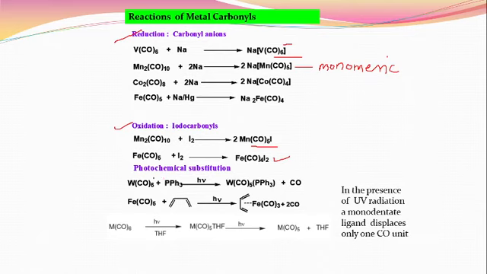Next is the photochemical substitution reaction. That means substitution of another ligand can take place over here. Here W(CO)6 is reacted with PPh3, and by the action of UV radiation we get W(CO)5PPh3. That means substitution of PPh3 takes place by removing CO. Okay, this is about the reactions of metal carbonyl compounds.